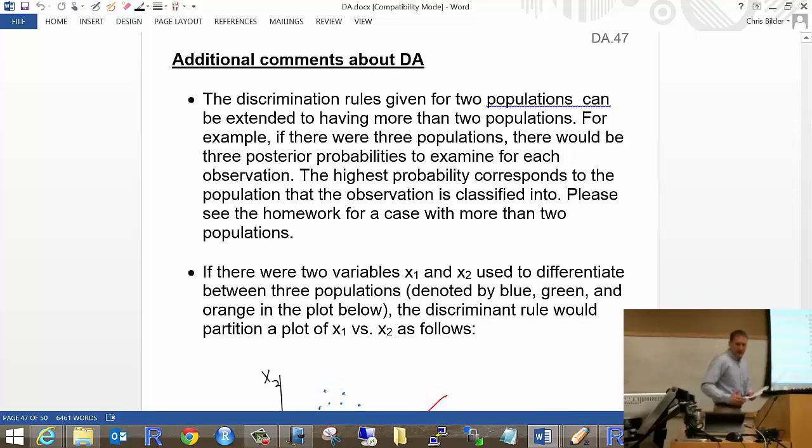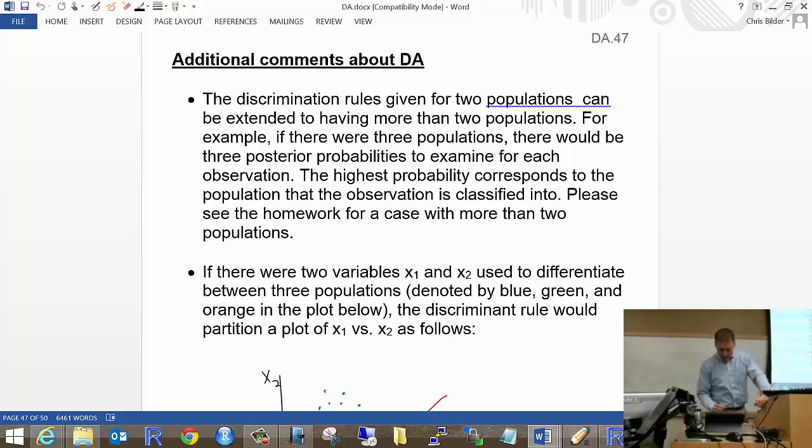And we have some additional comments about discriminant analysis that end this chapter. In particular, you can do this stuff with more than 2 populations. So far, we've only done 2 populations. If you do this with more than 2 populations, everything just works out fine. It's easiest to think about more than 2 populations using either Mahalanobis distance or the posterior probabilities.